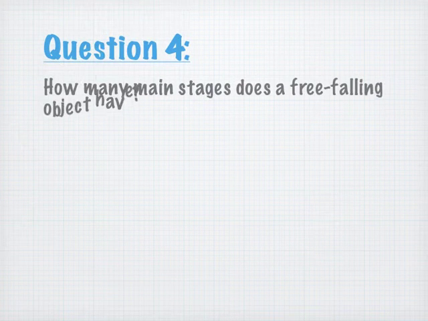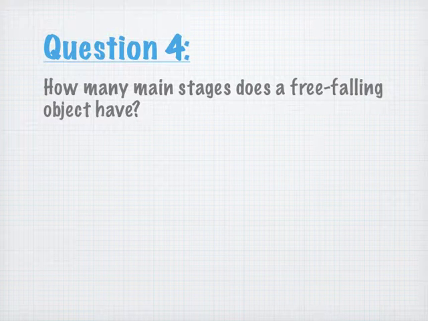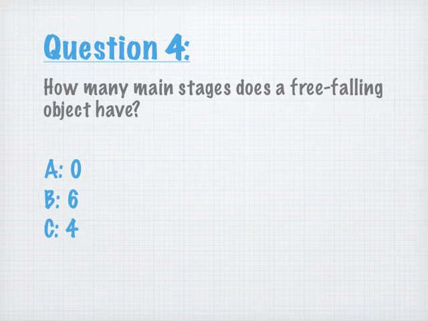Question 4. How many main stages does a free-falling object have? 0, 6, 4, or 5? You have 5 seconds. And the answer is 5.